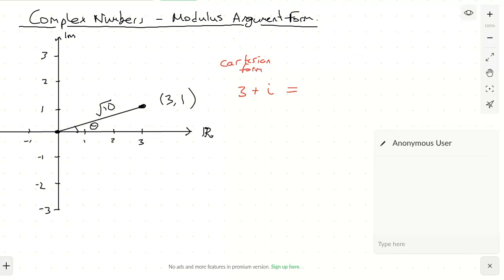But let's do modulus argument over here. Let's do another color for modulus argument form. To describe it in modulus argument form, there's lots of ways you can write modulus argument form actually, but we write it as Cartesian form is like x plus iy. Let me do this in the right color as well.